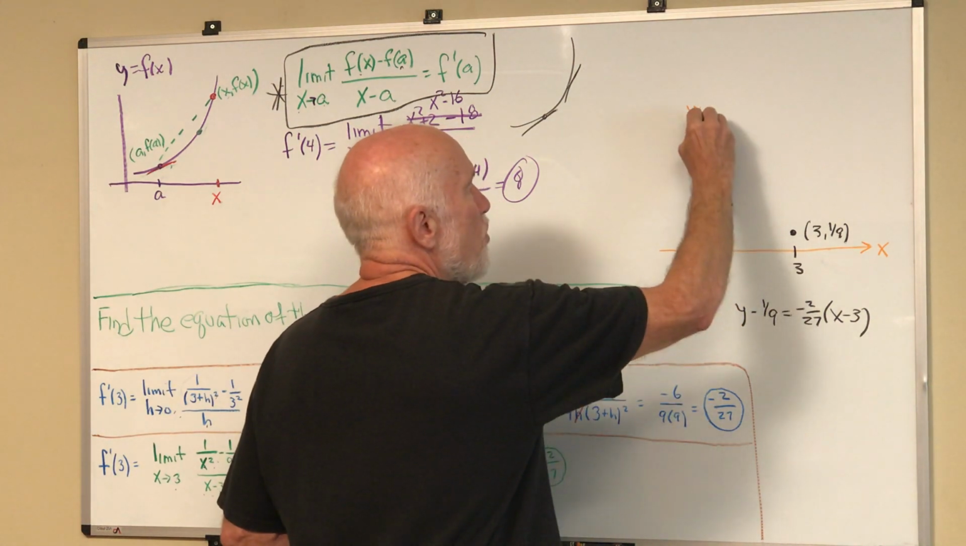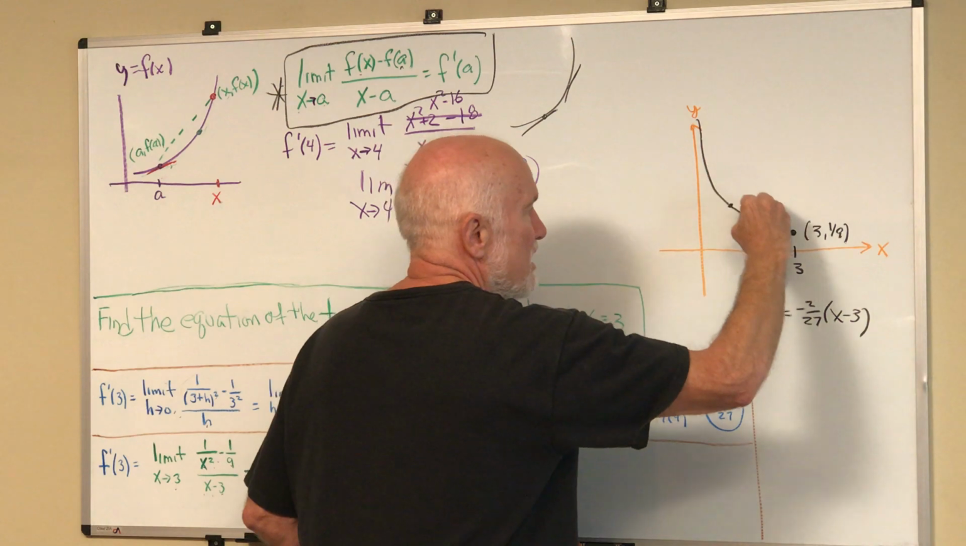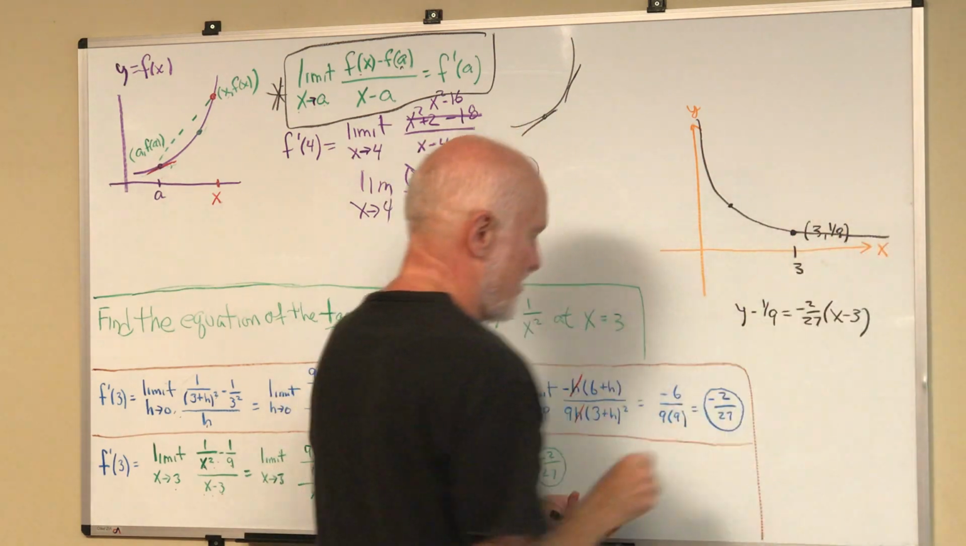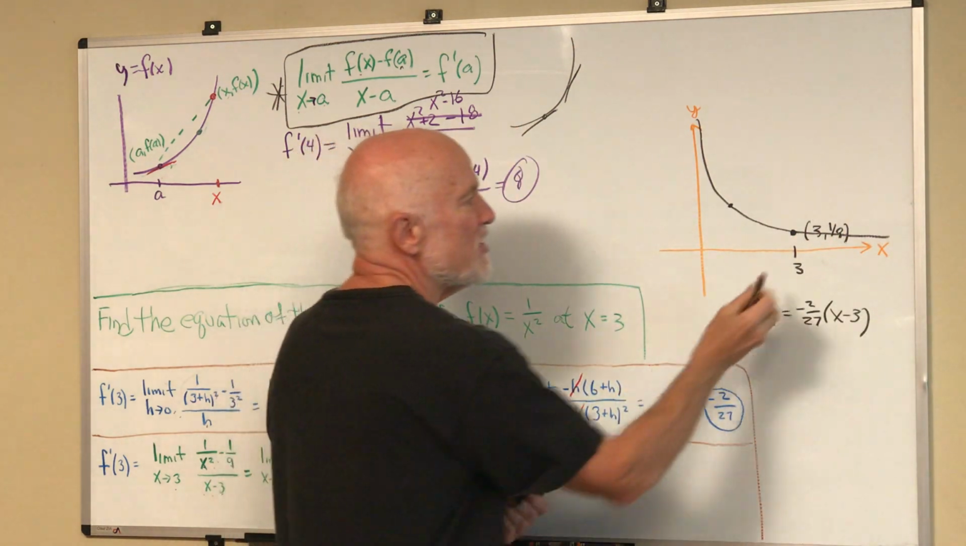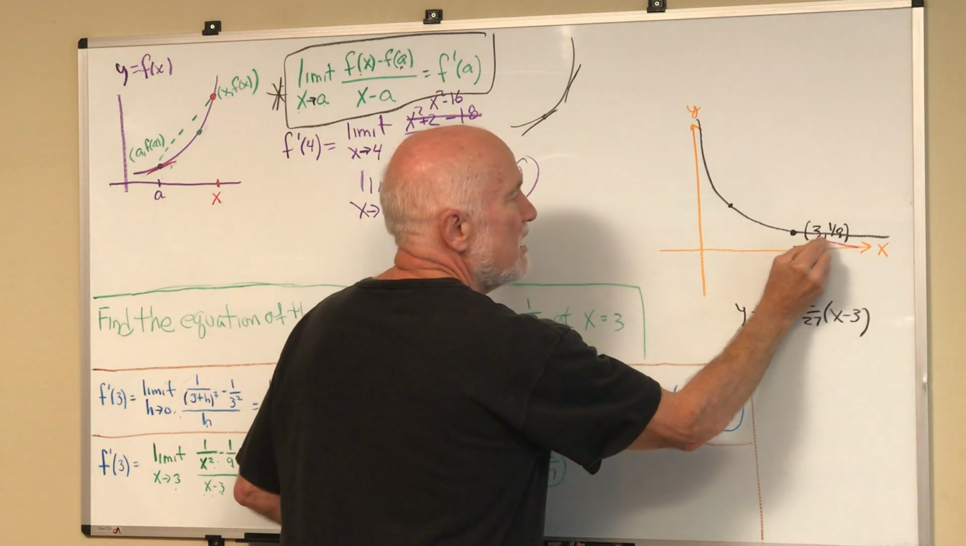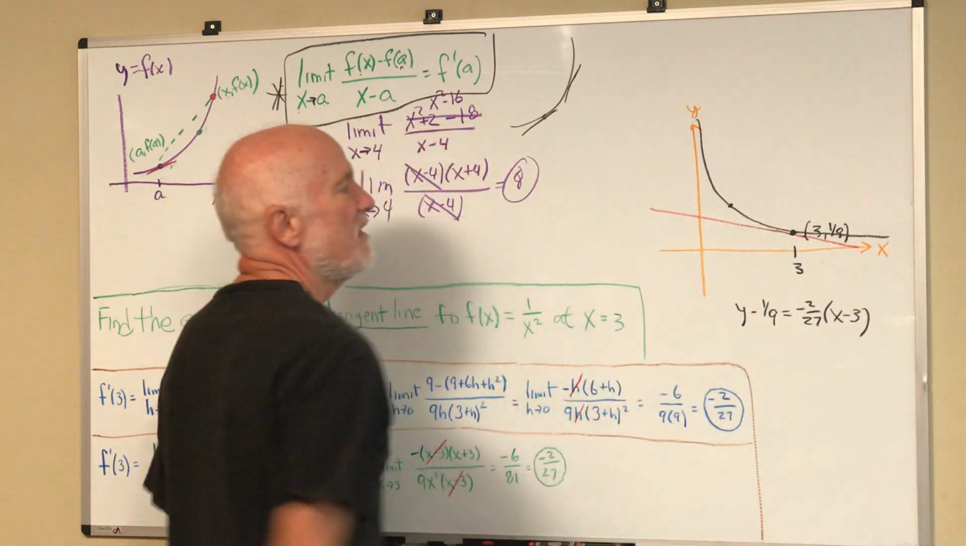if you graphed 1 over x squared, which looks something like this, what we just did was find the equation of that line right there.